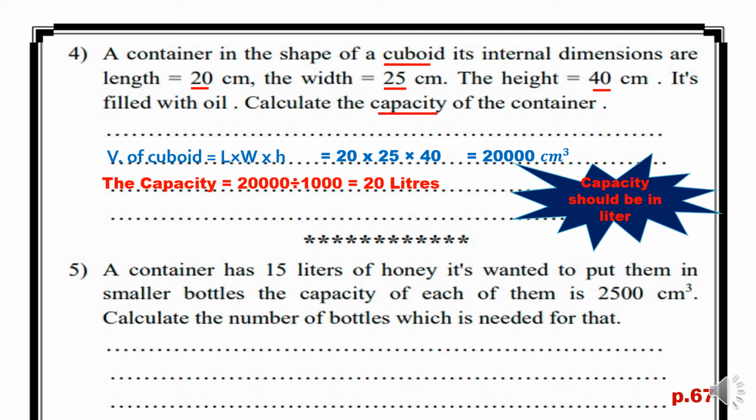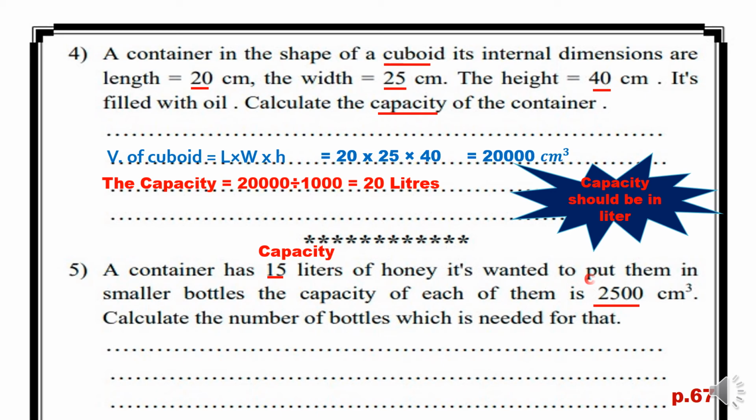Number 5. A container has 15 liters of honey. It's wanted to put them in smaller bottles. The capacity of each of them is 2,500 centimeter cube. So I have a container, its capacity is 15 liters, this is the big container, and I want to put them into smaller bottles, and the capacity of each bottle is 2,500 centimeter cube. Calculate the number of bottles which is needed for that.